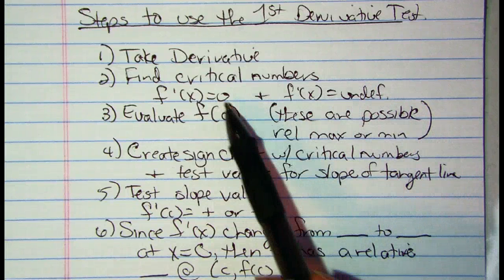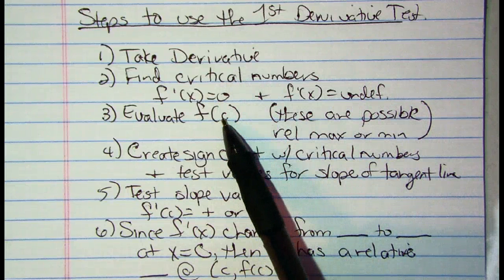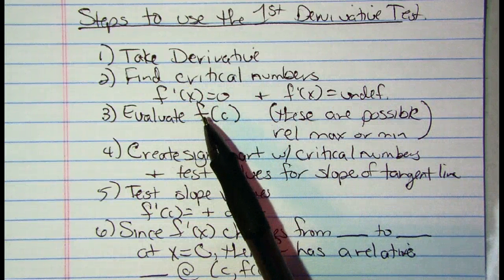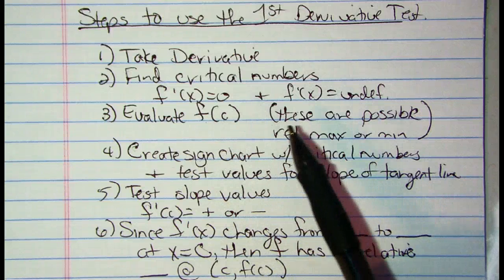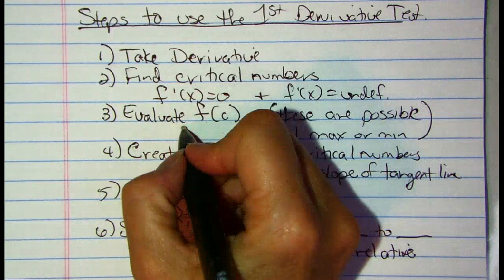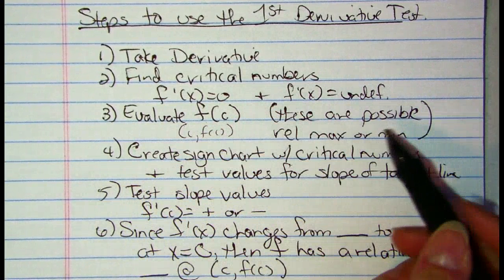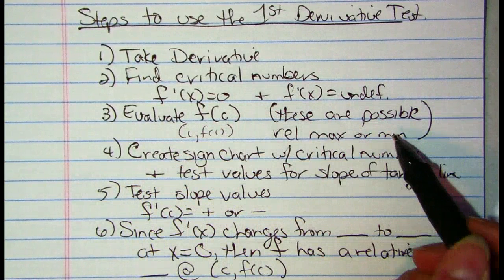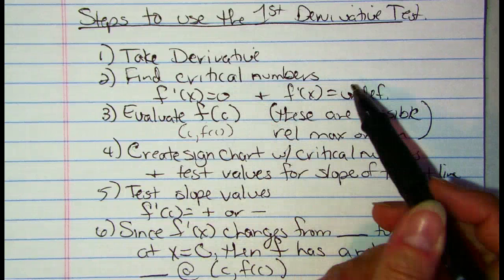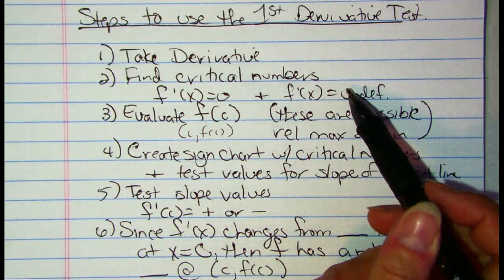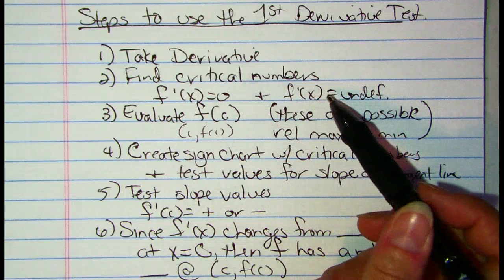Once I have found my critical numbers, let's go ahead and put them in my original function, just like I did in 3.1. And that way I will get my ordered pair c, f of c. And what are these? These are the possible relative maxes and relative mins, because these are my critical numbers. Most of them are going to be relative maxes and mins, but not all of them.